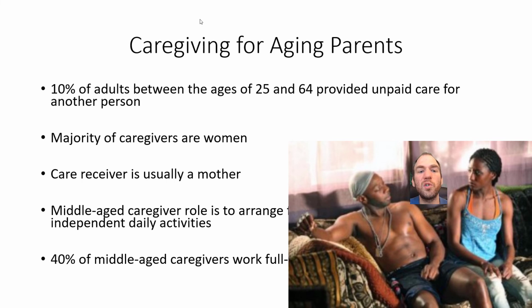Overall, 10% of adults between the ages of 25 and 64 provide unpaid care for another person. The care receiver is usually a mother, and the majority of caregivers are women. The middle-aged caregiver's role is to arrange for services and assist with independent daily activities. 40% of middle-aged caregivers work full-time. So not only are these caregivers taking care of their parents, but at the same time almost 50% of them, a little under a majority, are working a full-time job. And presumably, if they are married, their spouse is also working a full-time job.